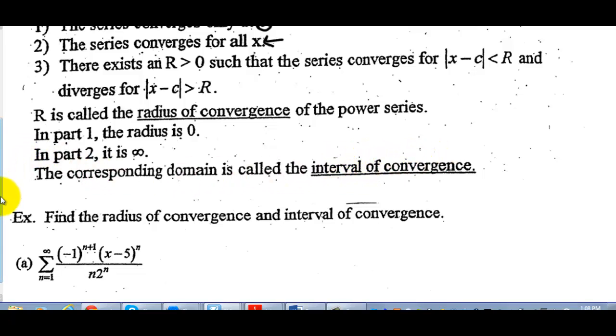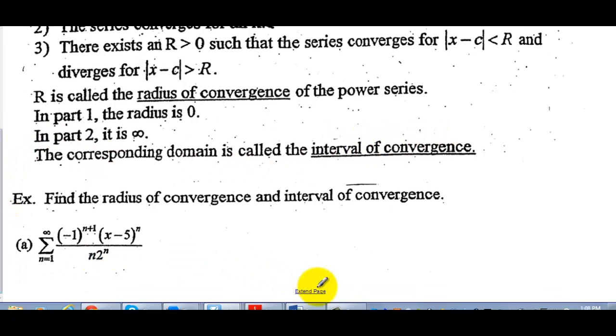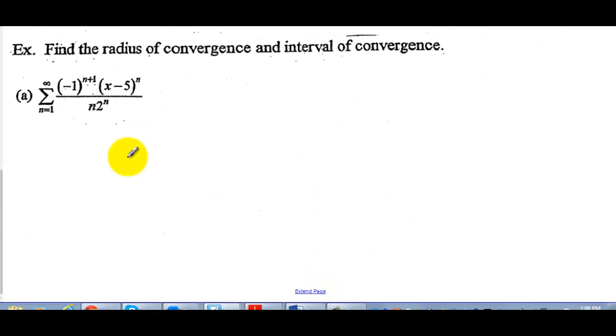We have our first example, example A. Find the radius of convergence and the interval of convergence for the following. We have the sum from n equals 1 to infinity of (negative 1) to the n plus 1 times (x minus 5) to the n over n times 2 to the n. We're trying to find the radius of convergence.